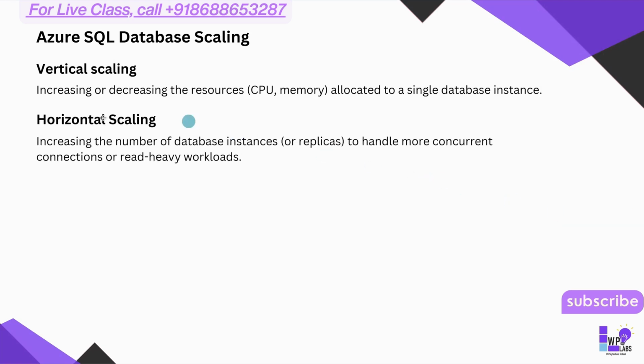When we talk about vertical scaling, what are we talking about? We're increasing or decreasing the resources, CPU and memory, allocated to a single database instance. And horizontal scaling mainly focuses on increasing the number of database instances or replicas. So this is what we talk about in horizontal scaling. We're increasing the number of replicas to handle more concurrent connections or read-heavy workloads.